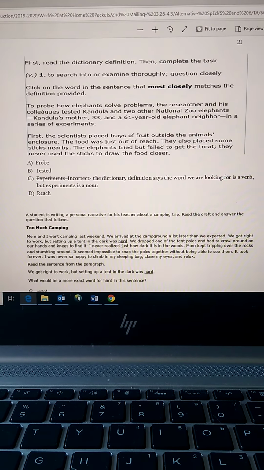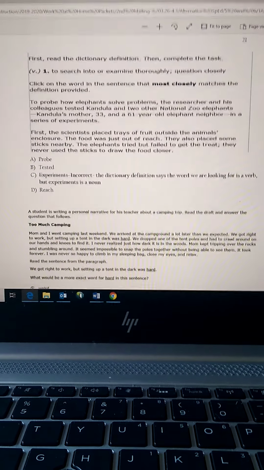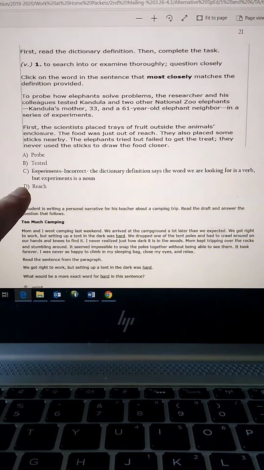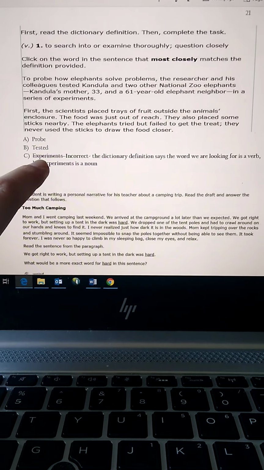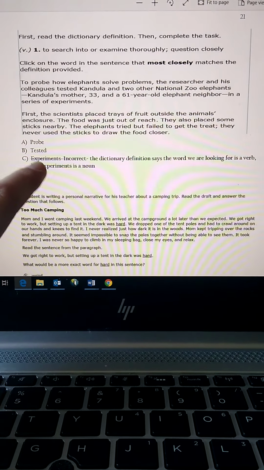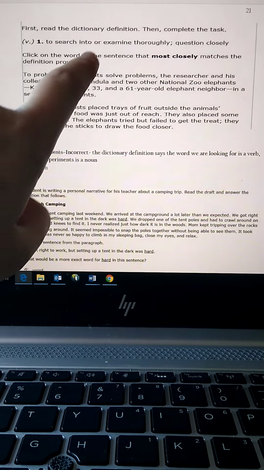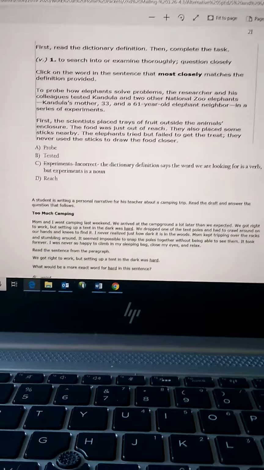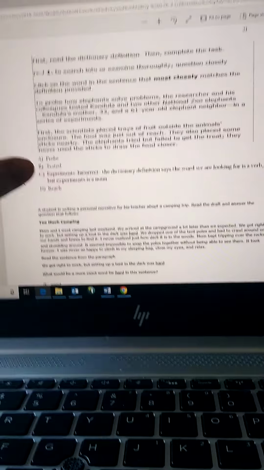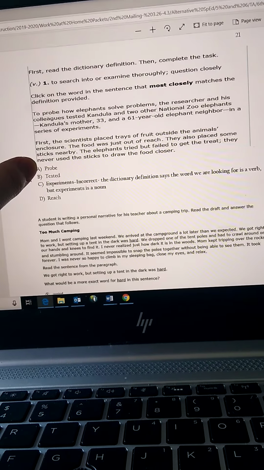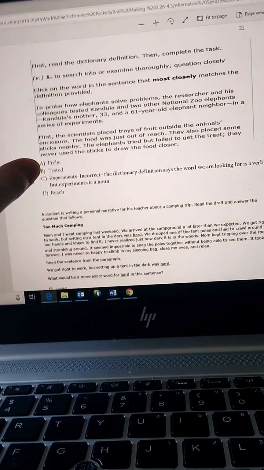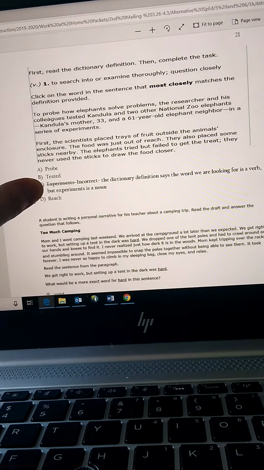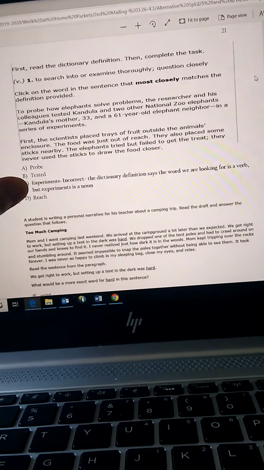Okay, so now what we're doing here is we are choosing which word matches the definition. So our definition up here, to search into or examine thoroughly or question closely. Does that definition match to probe, tested, experiments, or reach? I already crossed out experiments for you.